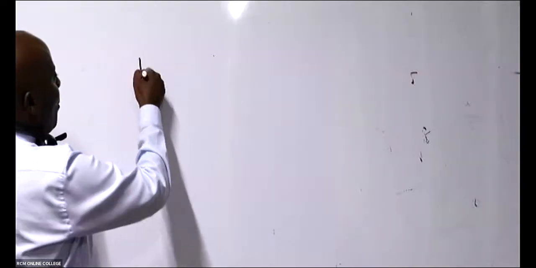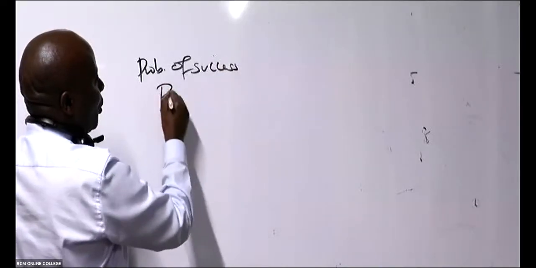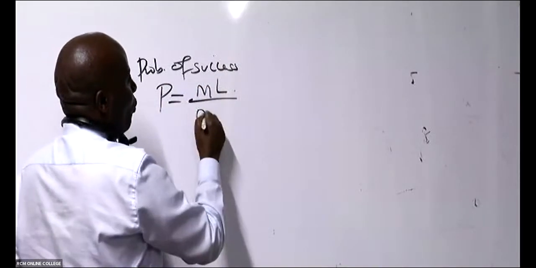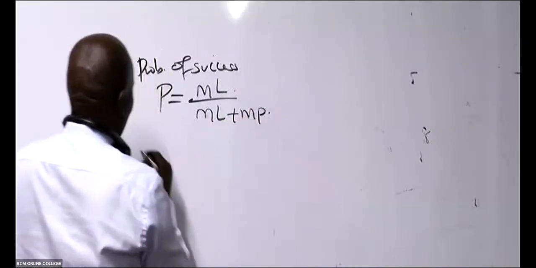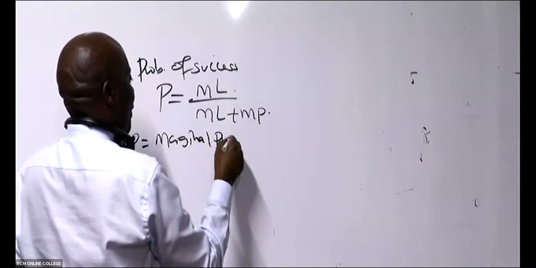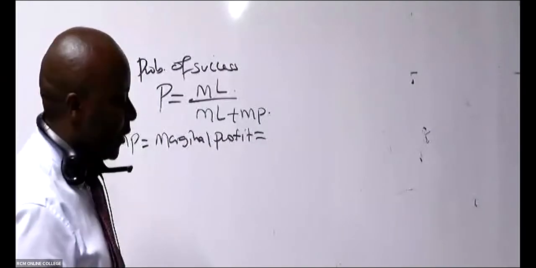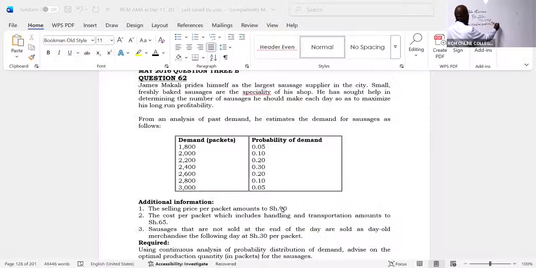So first, we get the probability of success, the probability of being able to sell everything. This probability will be marginal loss over marginal loss plus marginal profit. So this MP is marginal profit. The normal selling price is 90, isn't it? And then, of course, we are buying and transporting everything at how much? 65, eh?